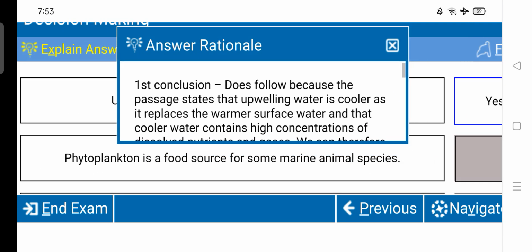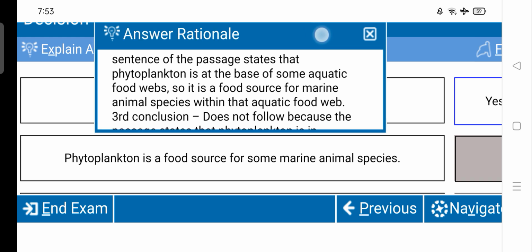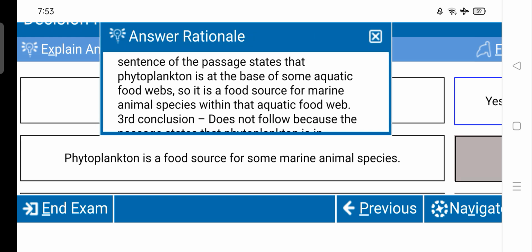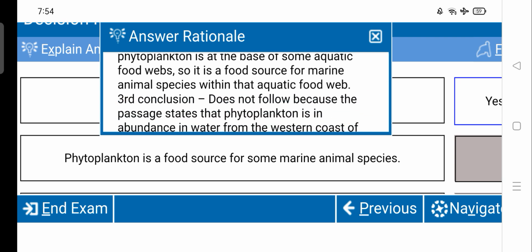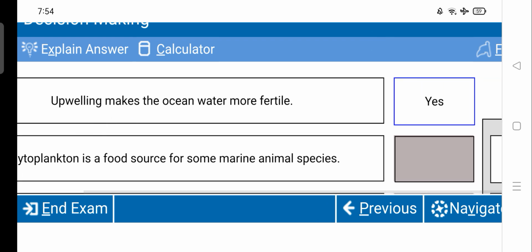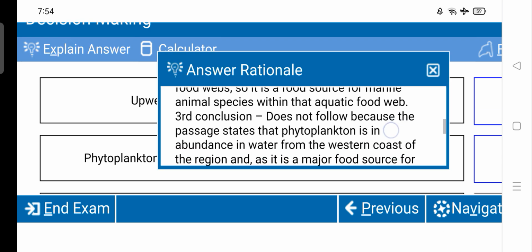Next we have the second conclusion, which says phytoplankton is a food source for some marine animal species. It does follow because the last sentence of the passage states that phytoplankton is at the base of some aquatic food webs. So it is a food source for marine animal species within that aquatic food web. So again it's a yes, as it does follow the statement of the question, so we will drop a yes.